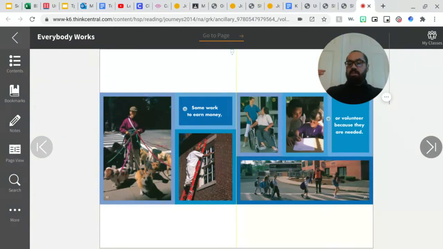Some people, it says, some work to earn money or volunteer because they are needed. Let me see how many of you remember what the word volunteer means. We went over it yesterday. Does it mean working for money, or does it mean doing something nice because somebody needs help? If you said doing something nice because somebody needs help, you are correct.